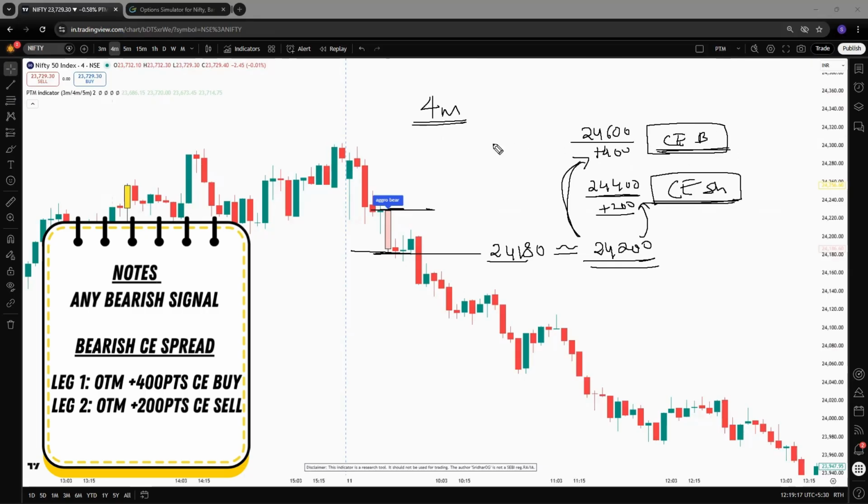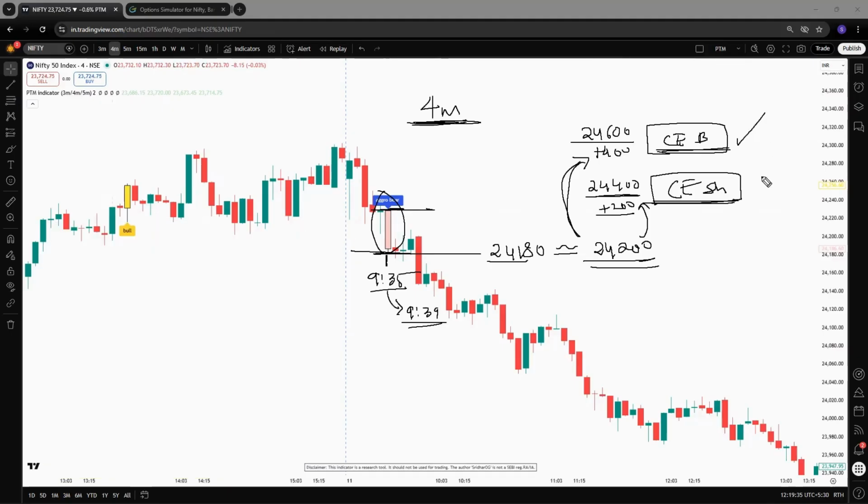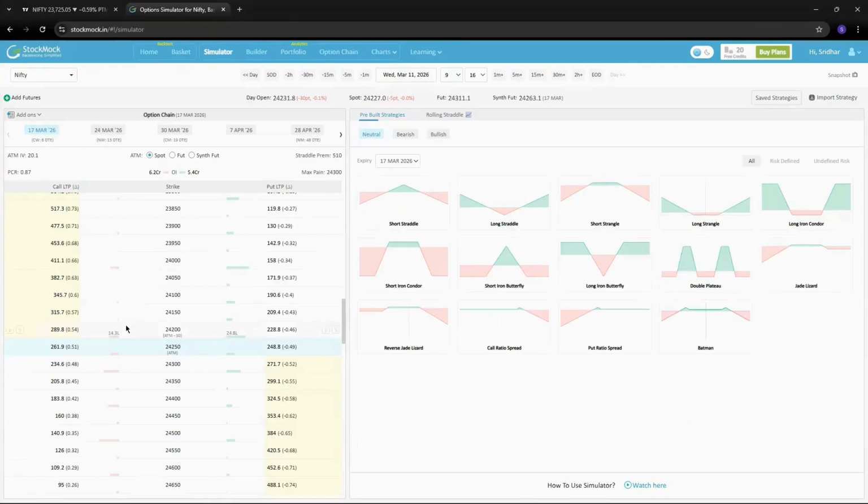Let me just put it on the simulator. Right now, this is your 9:35 candle. This is a 4-minute chart, so this candle will close at 9:39, and this is when this signal will get triggered. All right, so far everything has to be clear. How I take strike selection is very simple. You can change it. You can use delta basis, you can check premium basis. That is up to you in your testing phase. So at 9:39, I have to put it in the simulator and select 24,400 and 24,600. Done. Let's go to the simulator.